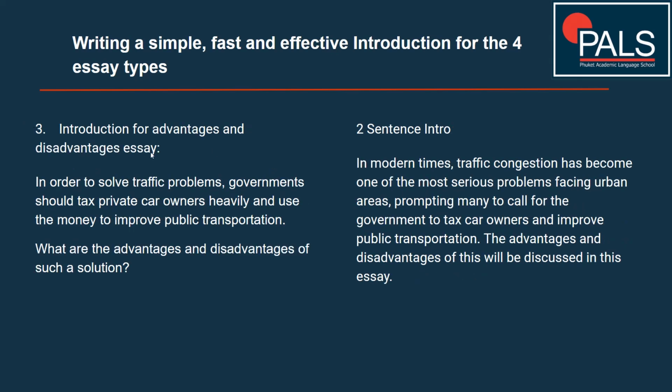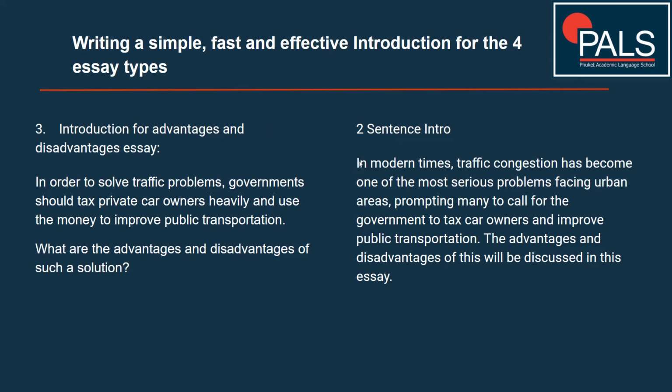Moving on to the advantages and disadvantages essay. Let's have a look at the question. In order to solve traffic problems, governments should tax private car owners heavily and use the money to improve public transportation. What are the advantages and disadvantages of such a solution? Okay, so two-sentence intro. In modern times, traffic congestion has become one of the most serious problems facing urban areas, prompting many to call for the government to tax car owners and improve public transportation. The advantages and disadvantages of this will be discussed in this essay.